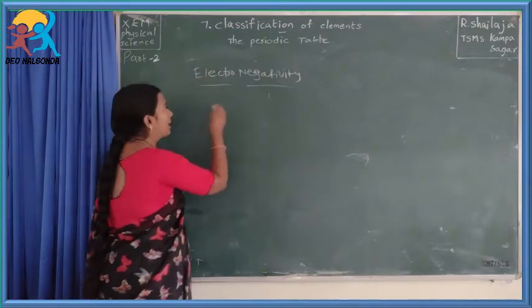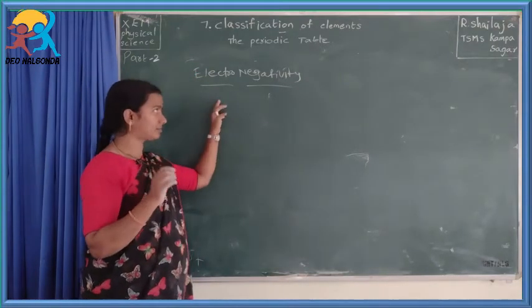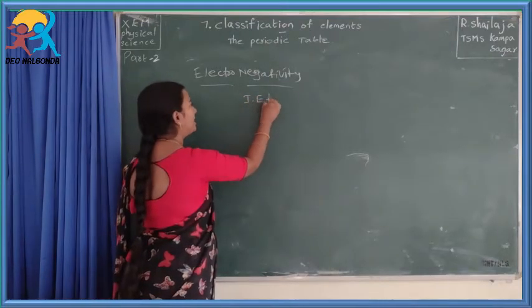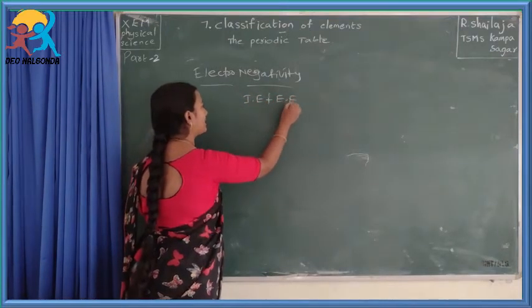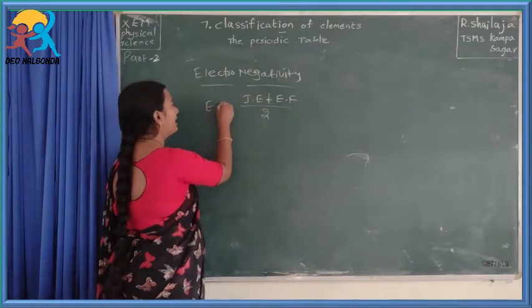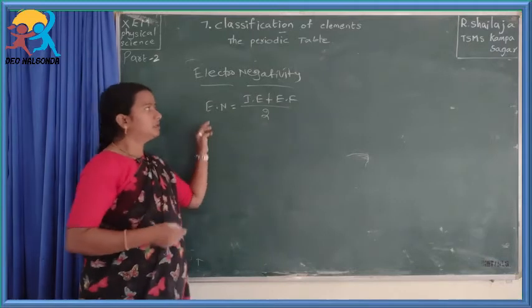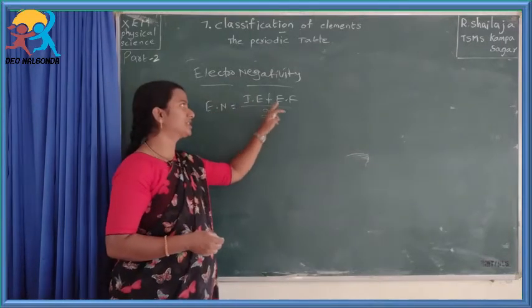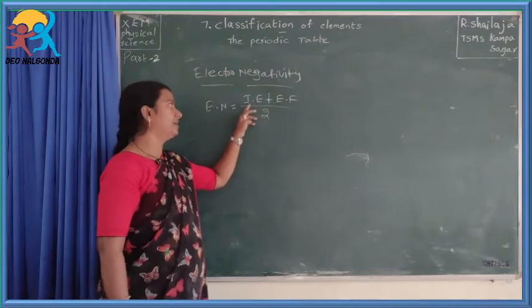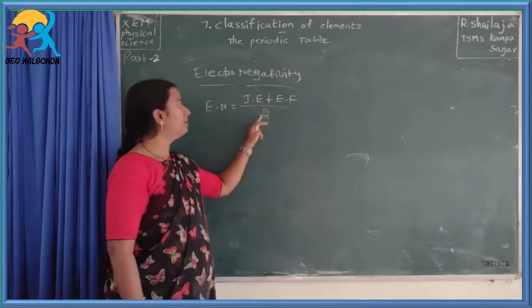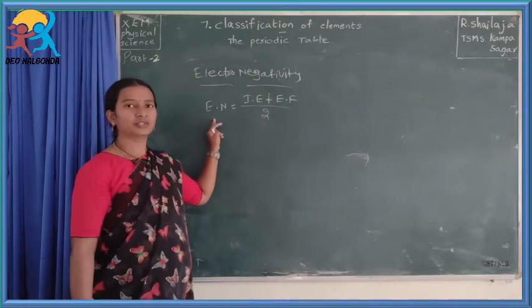electronegativity. Electronegativity is the average of ionization energy and electron affinity. Average means the ionization energy and electron affinity of that element divided by 2. That is how we can get electronegativity.